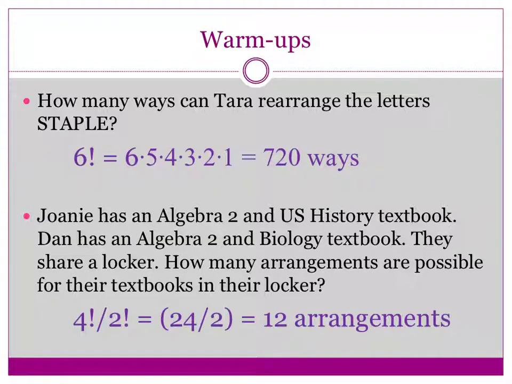6 factorial ways to rearrange the letters in the word staple, thus giving you 720 possible arrangements. The one for Joni and Dan, well, given 4 textbooks, we're going to take 4 factorial, and then divide by 2 factorial because of the 2 Algebra 2 textbooks. Here we're going to say in a locker the books stand up and down, so we can't see the number, therefore giving us some identical objects.